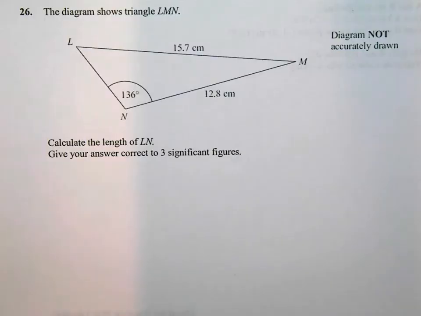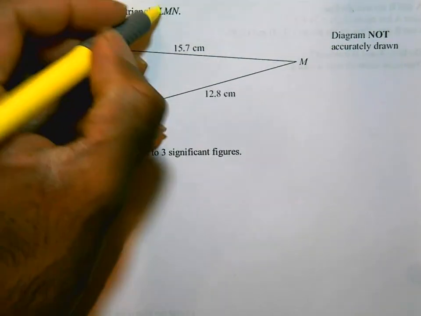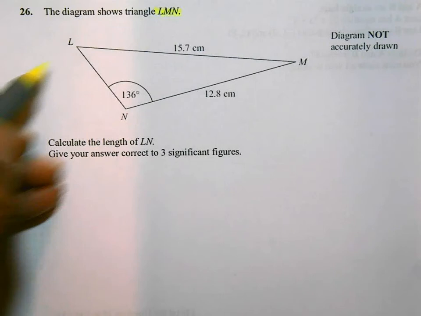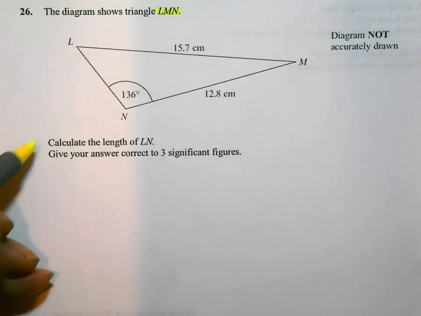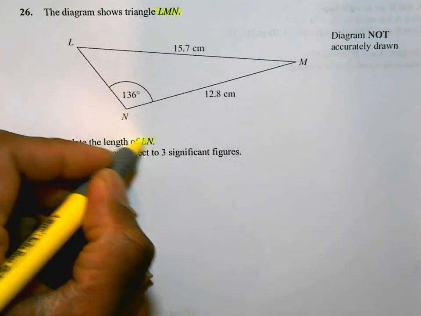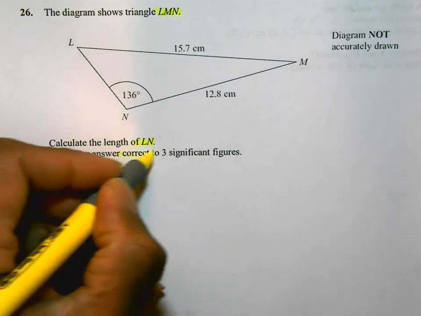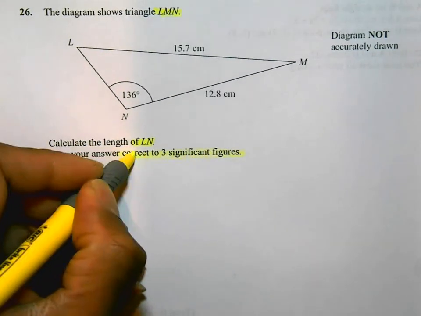This is question number 26 in the November 2013 higher calculator paper. In question 26, the question says, the diagram shows triangle LMN. And so we've got LMN. They said calculate the length of LN. Give your answer correct to 3 significant figures. So that is important to note.